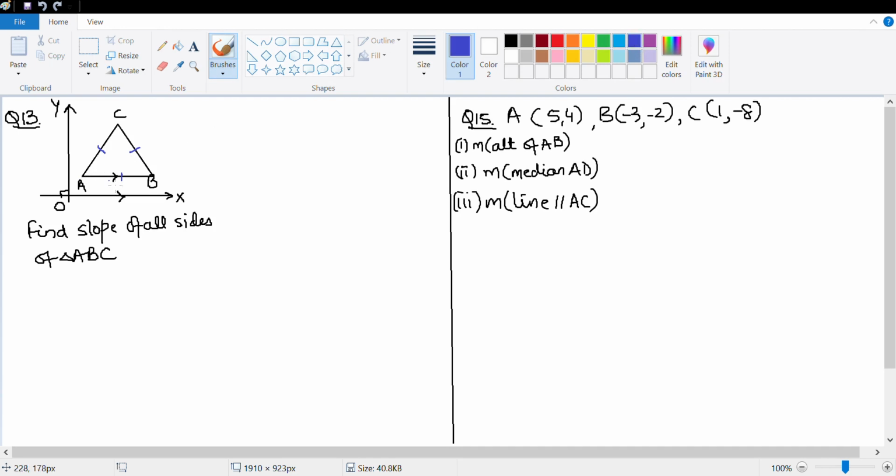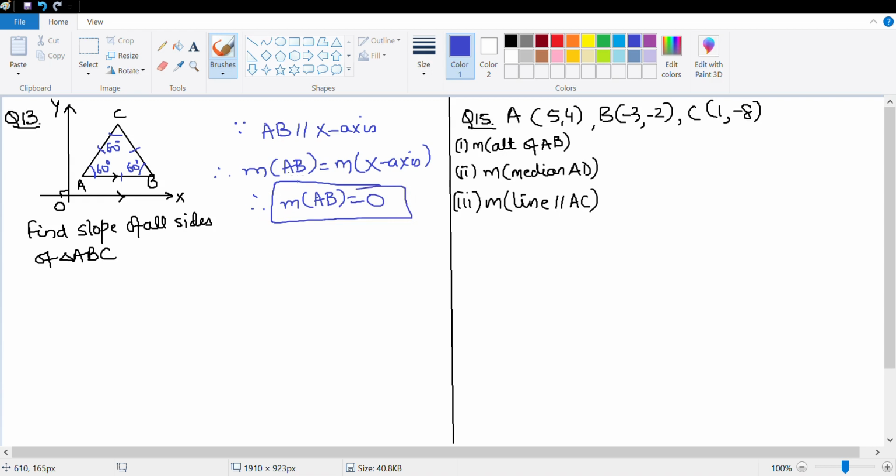What is given is it's an equilateral triangle, which means this angle is 60 degrees, this angle is 60 degrees, and this angle is also 60 degrees. So since AB is parallel to the x-axis, therefore the slope of AB will be equal to the slope of the x-axis. Therefore the slope of AB is equal to 0, since the slope of the x-axis is 0.